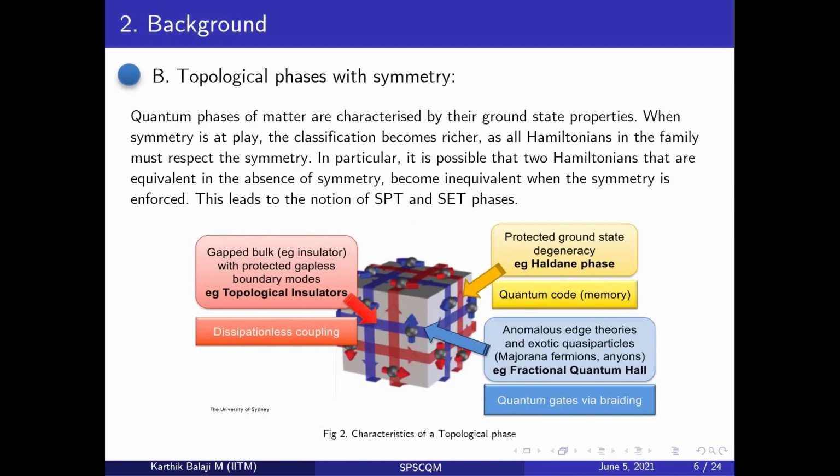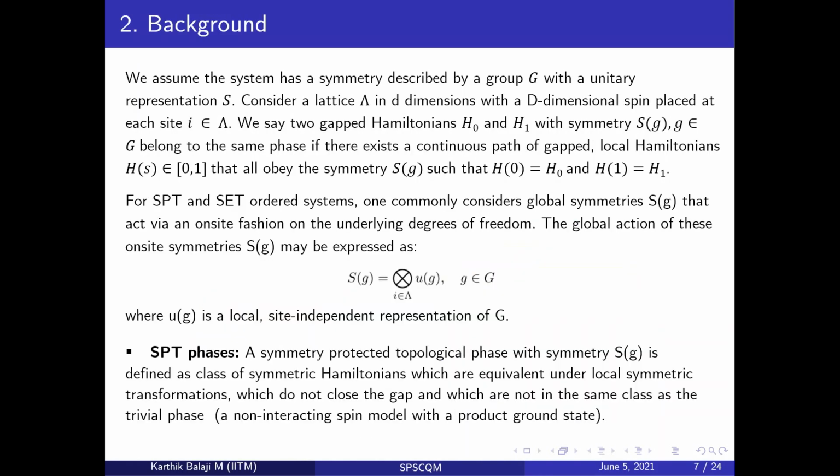Now let's look briefly at topological phases with symmetry. Quantum phases of matter are characterized by their ground state properties. When symmetry is at play, the classification becomes richer, as all Hamiltonians in the family must respect the symmetry. In particular, it's possible that two Hamiltonians that are equivalent in the absence of symmetry become inequivalent in the presence of the symmetry. This leads to the notion of SPT and SET phases.